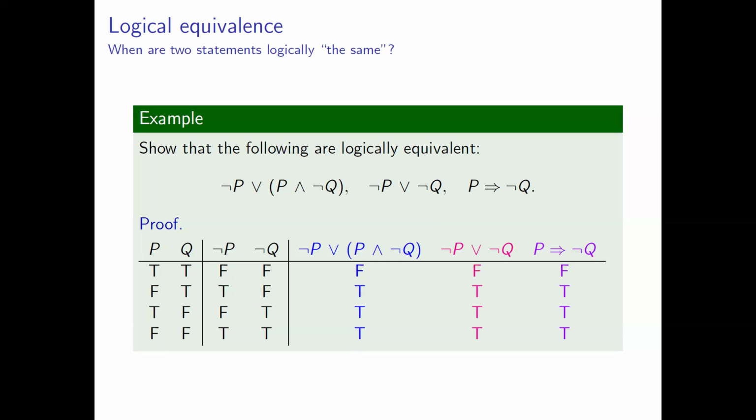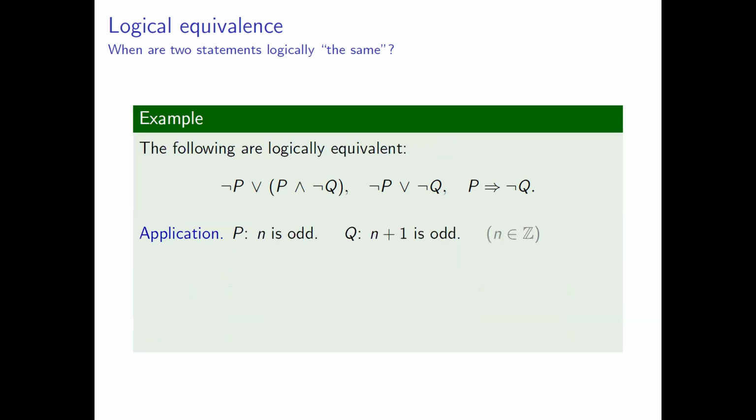We see that the columns of either not P or both P and not Q, either not P or not Q, and P implies not Q are identical. This means that they all have the same truth value for every possible combination of truth values of P and Q. This shows that these three propositional forms are logically equivalent.